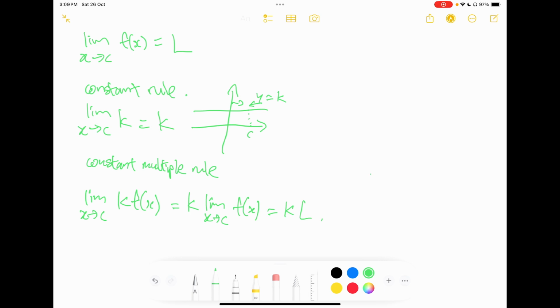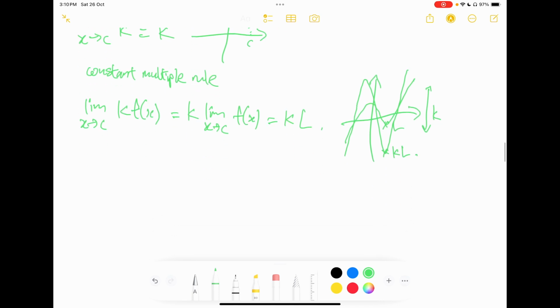So this is also pretty easy to see. Like if you had a function that looks something like this, and your limit at this point is L, and then you scale that function by k times, you would get something like this, and then this would be k times L, right? So this is not that difficult to see.